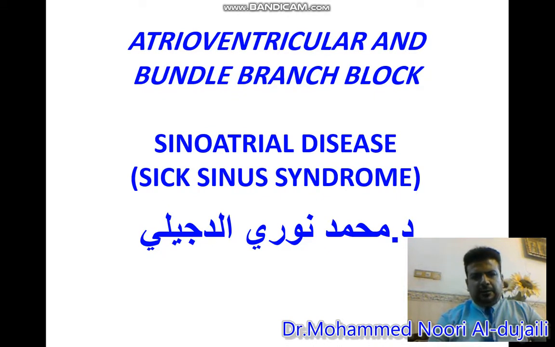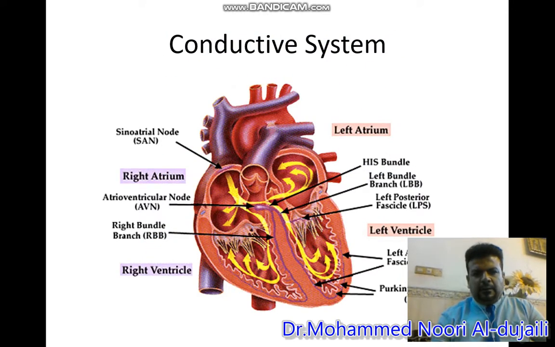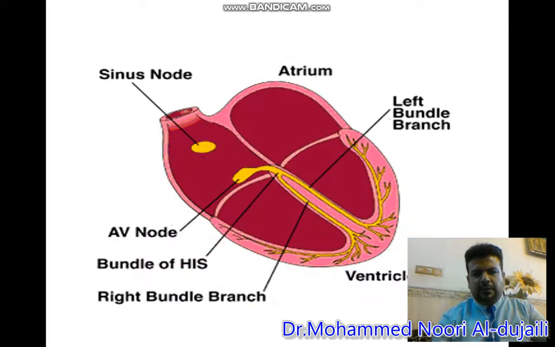This subject talked about AV block and bundle branch block. Then we discussed also the sinoatrial disease or sick sinus syndrome. The conductive system starts from the SA node, then the impulse goes to the atria, then to the AV node, then to the bundle of His, then to the Purkinje fibers, and this video will show the propagation of the impulse from the SA node to all parts of the heart.